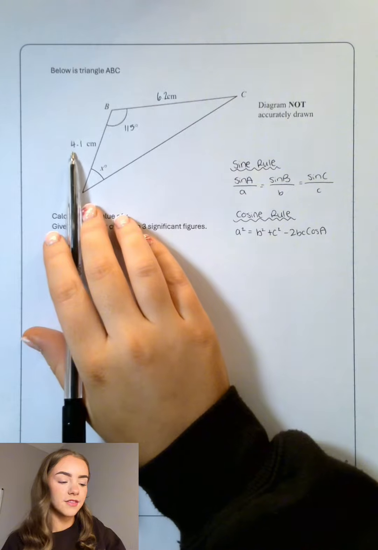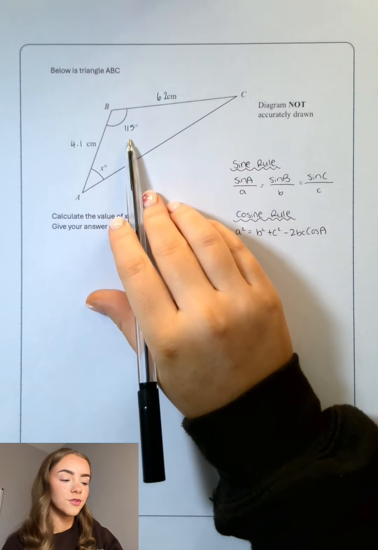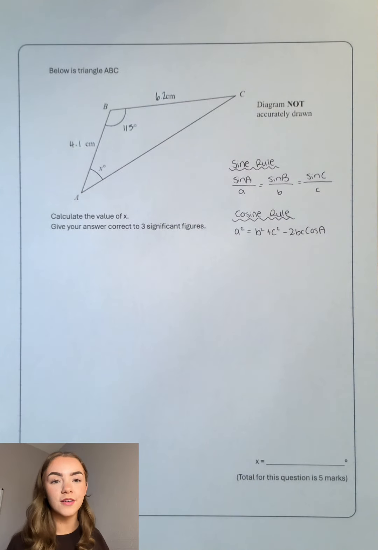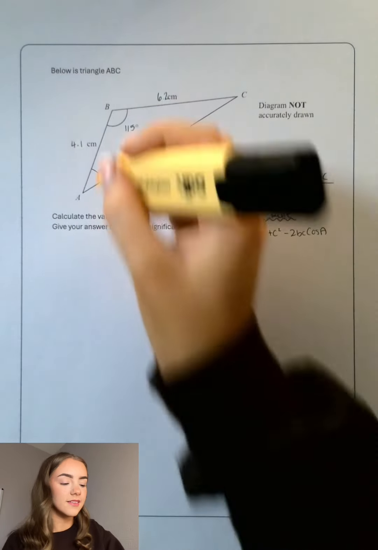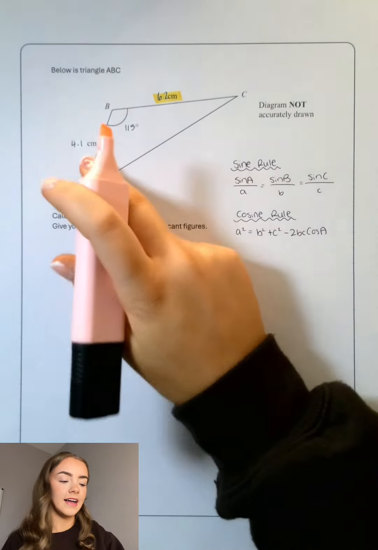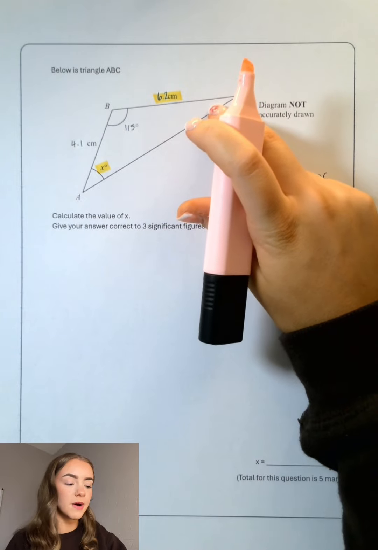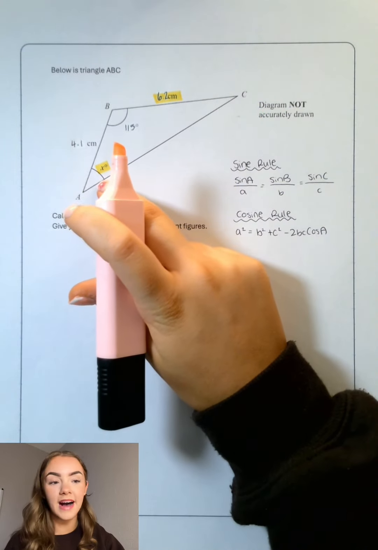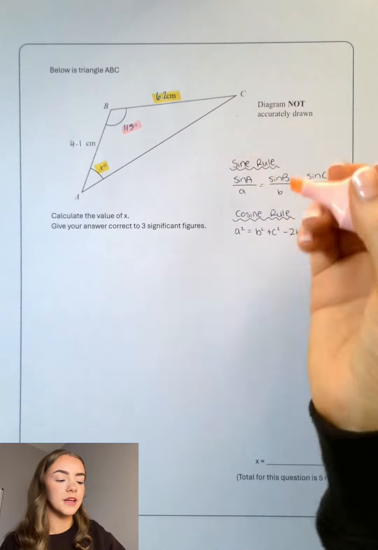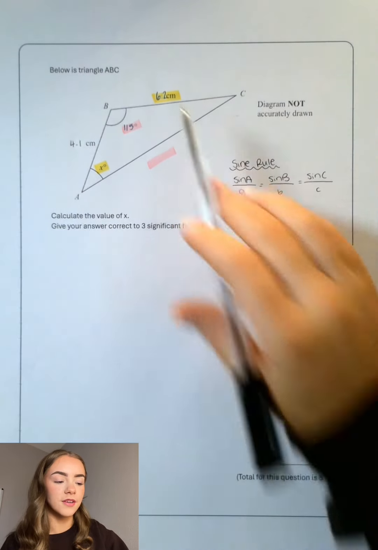We can see we have lengths of 4.1 centimetres, 6.2 centimetres, and this angle is 115 degrees. If we wanted to use sine rule, we're looking for two pairs of opposite side and angle. We can see angle x is opposite side 6.2 centimetres and 4.1 centimetres is opposite this angle. However, we can't figure out what this angle is until we figured out angle x. So instead we'll look at angle B, and opposite angle B will be side B. If we can find this side, then we have our two pairs of side and angle.